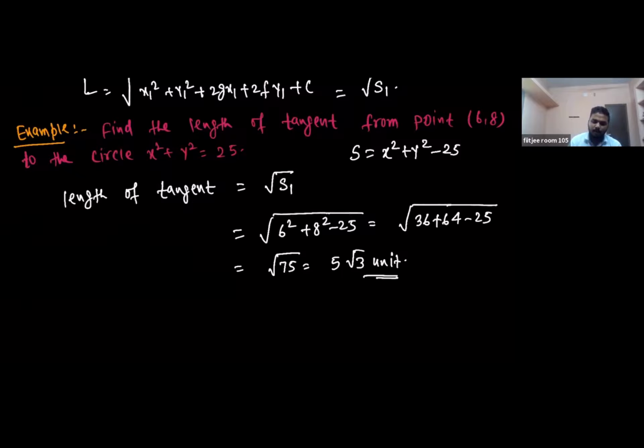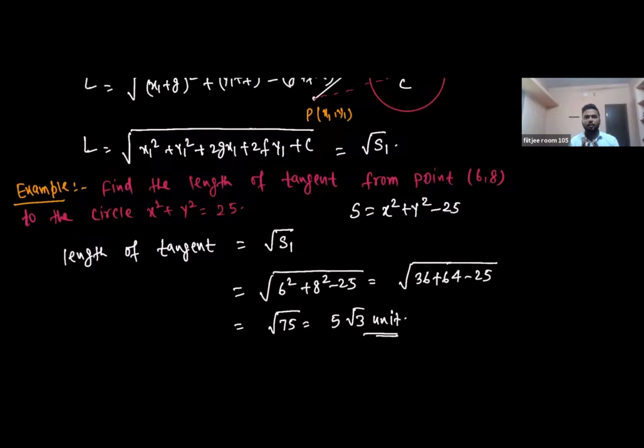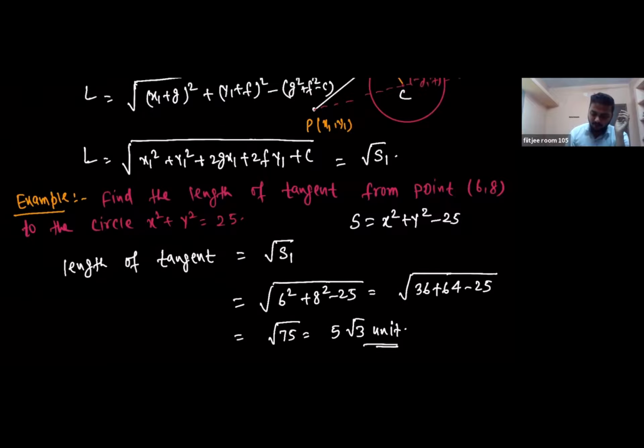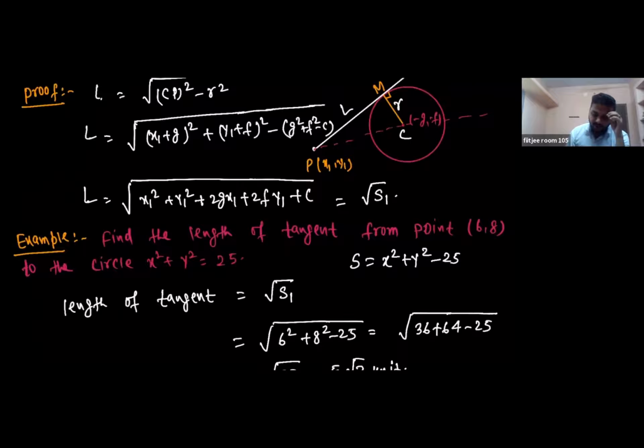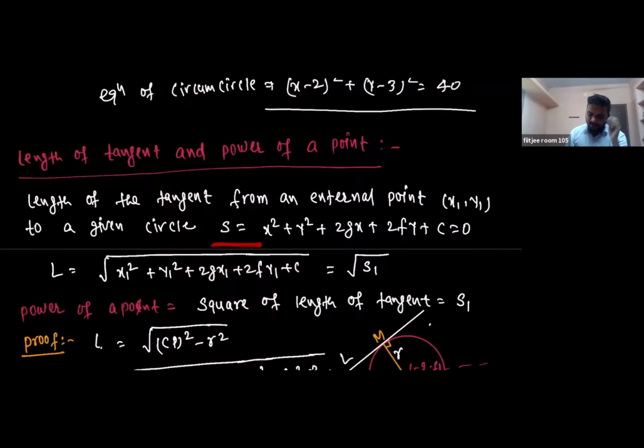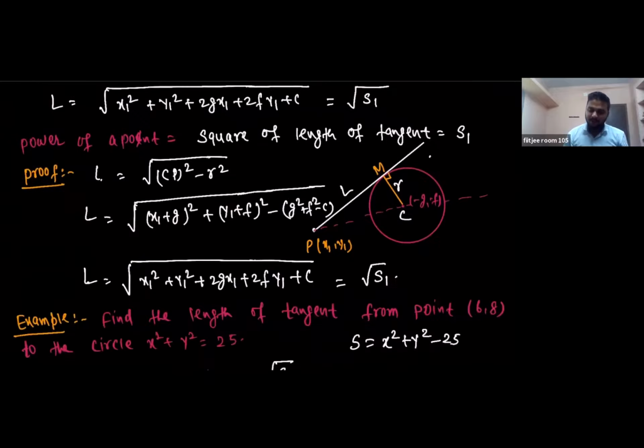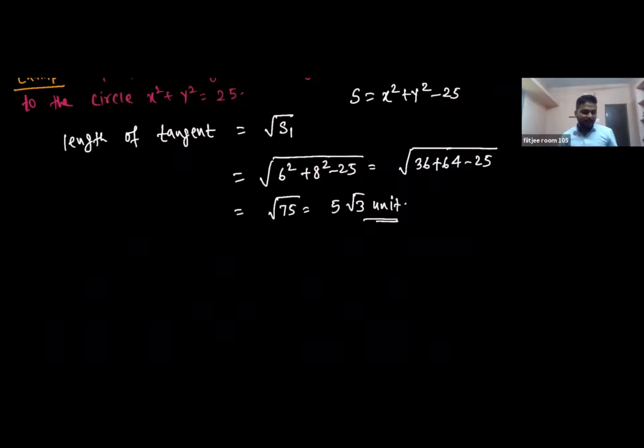Okay. So actually in this topic there are two things you should remember. First thing is the direct formula for length of tangent: square root of S1. I proved it also, how square root of S1 is coming. Another name: S1 is known as power of a point. So somewhere if it is written as S1, you can say it is the power of a point, just as a name.